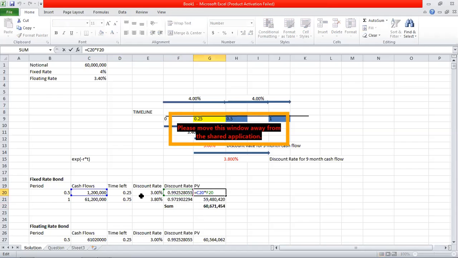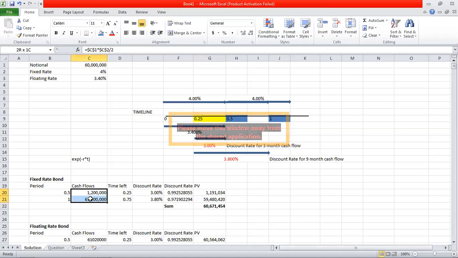And then simply, I just multiply the known cash flows with the discount factor in both the cases, and the sum total of this is 60.67 million. So the present value of these cash flows of 62.4 million at time period 0.5 is 60.67. So right now we have just valued the fixed rate bond.